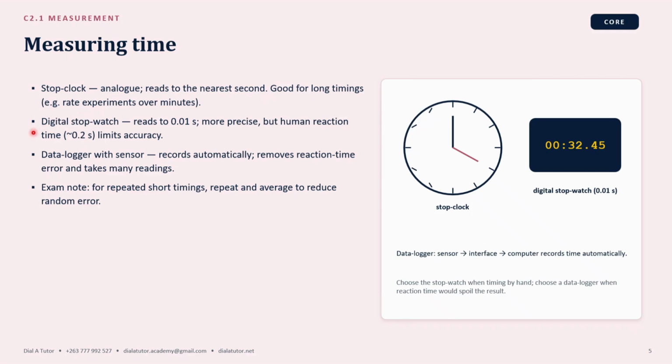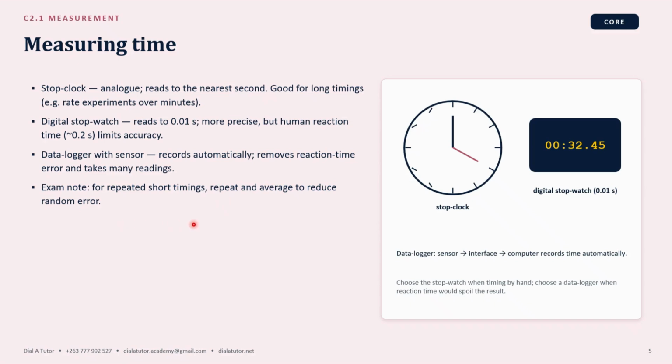Digital stopwatch reads to the hundredth of a second. If you go back to your mathematics, you notice that this is a tenth of a second, and this position represents a hundredth of a second. So the digital stopwatch is more precise, but human error can limit its accuracy. Human error, perhaps reaction time is about 0.2 of a second, and hence it might inhibit accuracy. Data logger with sensor is more appropriate, especially in fast recordings like an athletics competition, where athletes may be ahead of each other by just a fraction of a second. Data logger with sensor records automatically, removes reaction time error, and takes many readings.